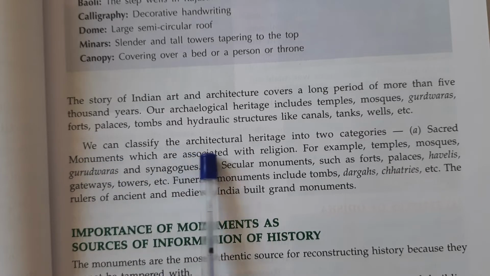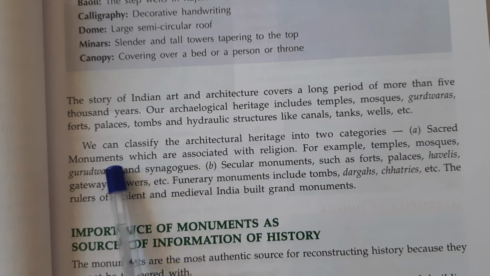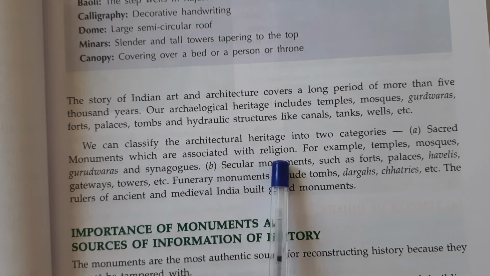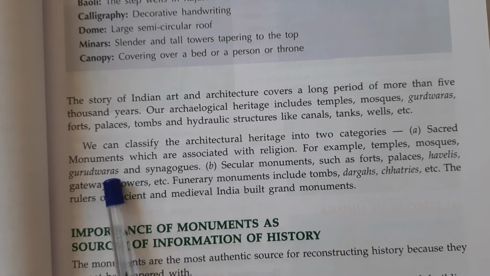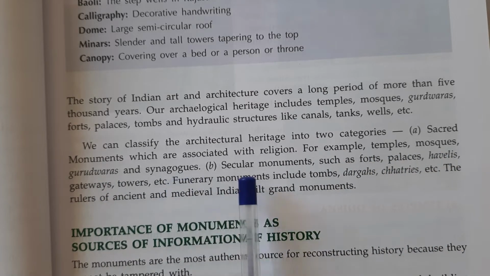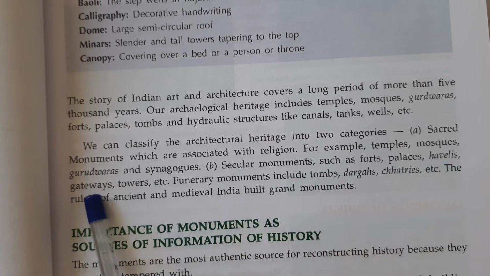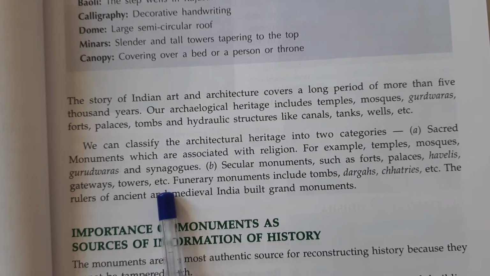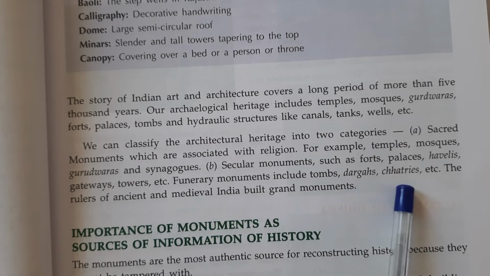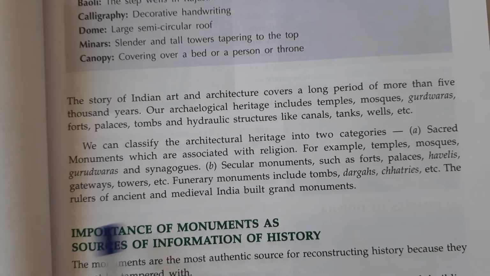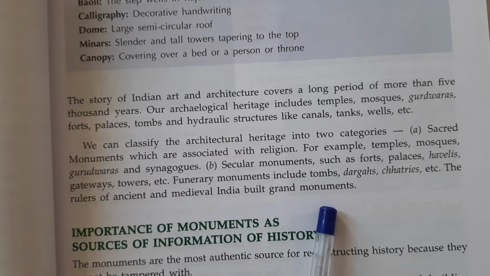We can classify the architectural heritage into two categories: sacred monuments, which are associated with religion, for example, temples, mosques, gurdwaras, and synagogues. Secular monuments such as forts, palaces, havelis, gateways, towers, etc. Funerary monuments include tombs, dargahs, chhatris, etc. The rulers of ancient and medieval India built grand monuments.